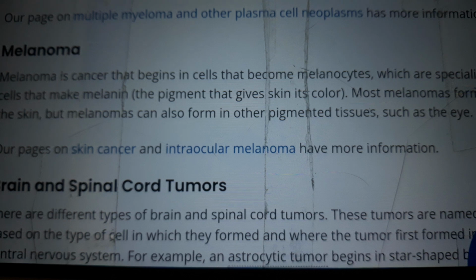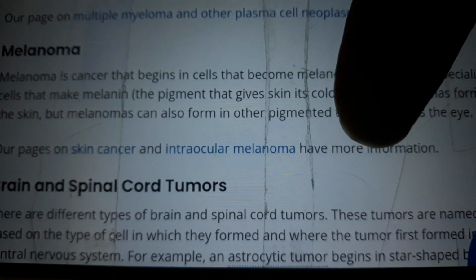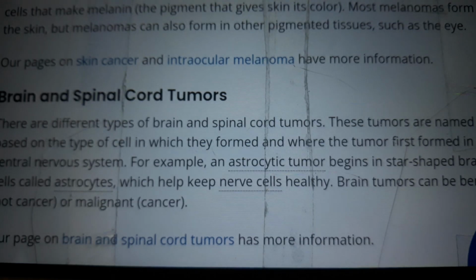Melanoma is the next one. It's a cancer that begins in cells that become melanocytes, which are specialized cells that make melanin, the pigment that gives skin its color. Most melanomas form on the skin, but melanomas can also form in other pigmented tissues such as the eye.